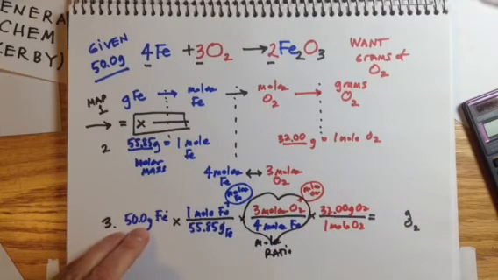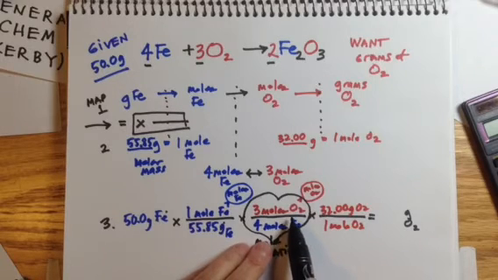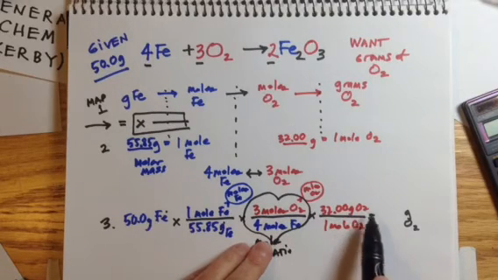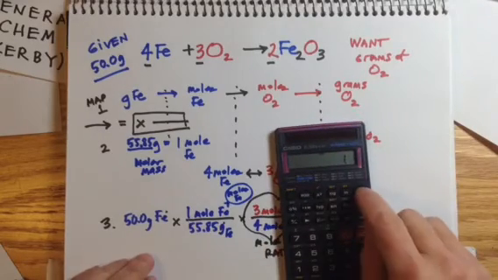Notice that when we were first converting from grams to moles, those grams went on the bottom, so we could cancel them and get to moles. But once we have moles of oxygen, the grams go on the top, so we can actually get into grams. And let's go ahead and calculate this for ourselves.